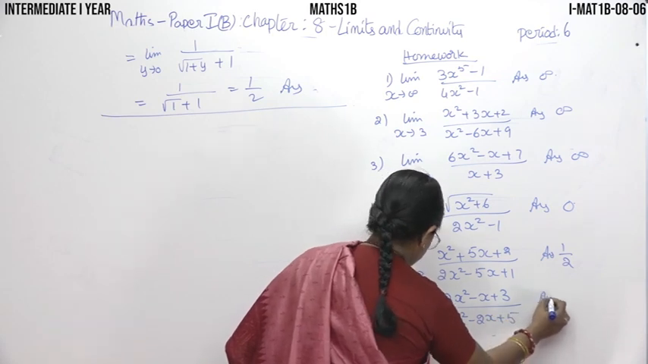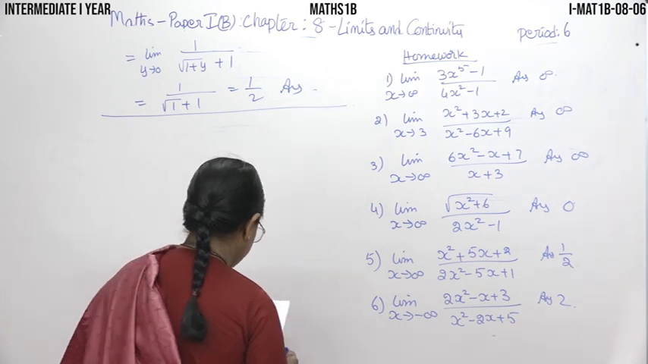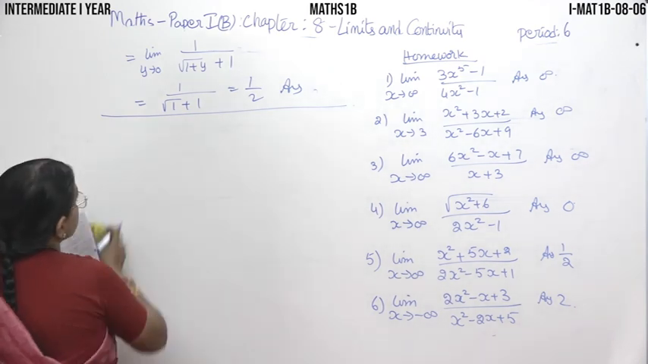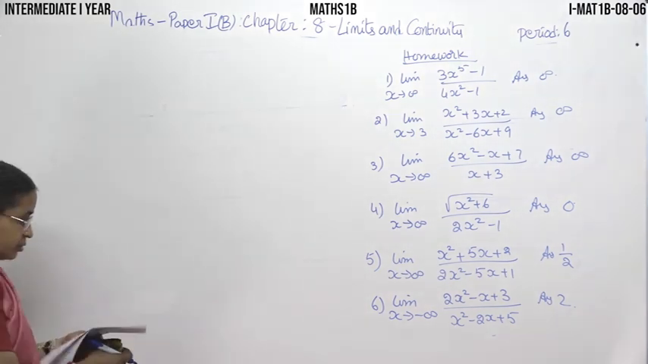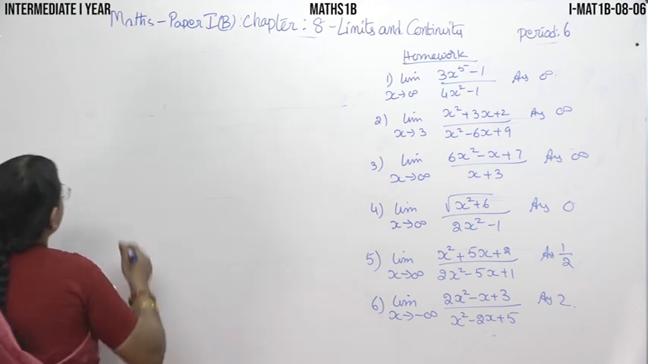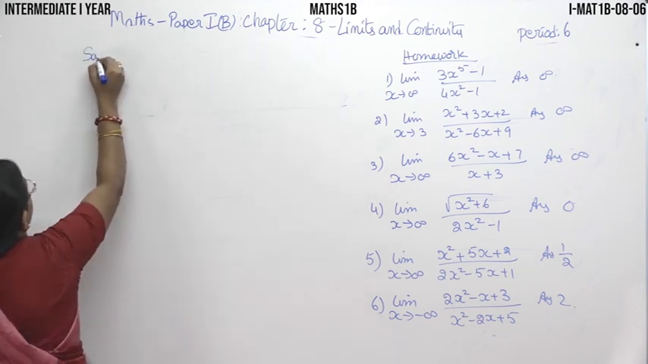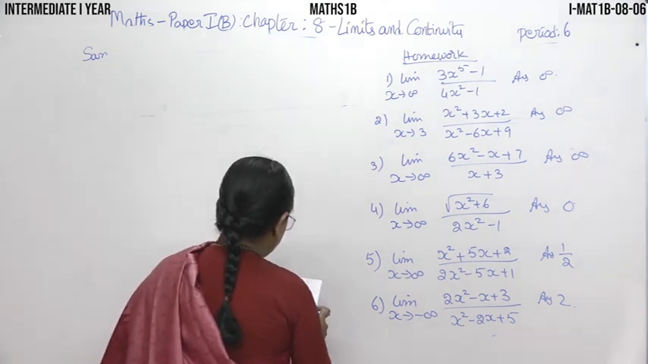So the answer is 2. You can try all these problems. Next, we still have time, so we can do some more. Two important problems we'll do. We have the sandwich theorem. You can try all these problems. One more problem is there. I'll write this also.